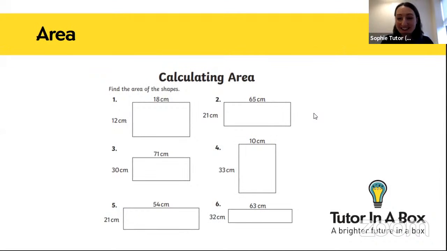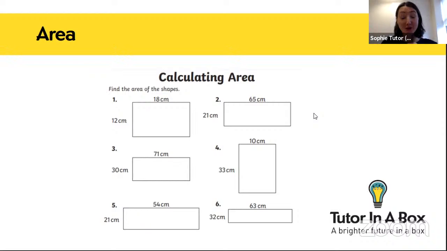Good, lots of good bits coming in. This is great. Some of you might have done area before, some of you might not have. That's absolutely fine. Remember, area is the amount of space inside the shape. Good, very good, well done. A couple more answers coming in, good.